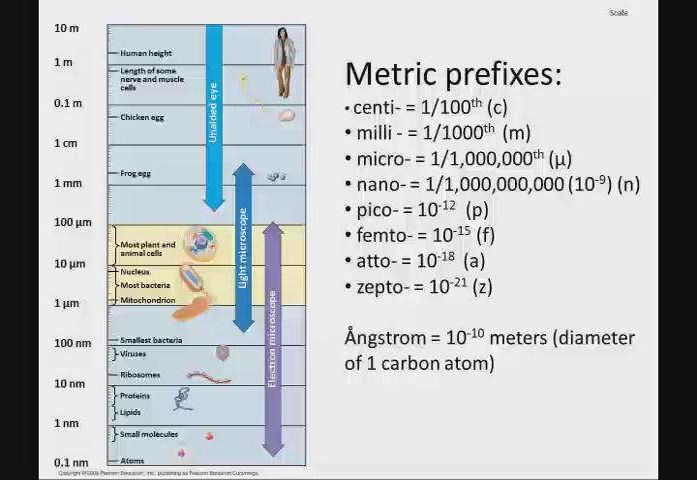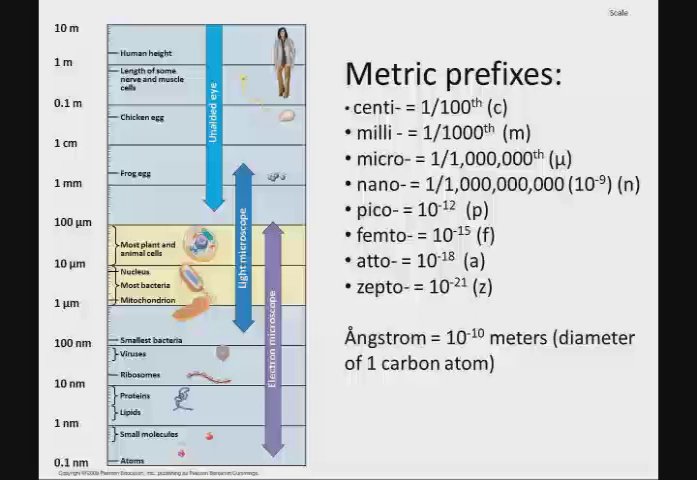The symbol that we're going to use for this is the Greek letter mu. Where you have C for centi, M for milli, you're going to have the Greek letter mu for micro. We also call micrometers microns. It's 1/1,000,000th of a meter. Now, we'll also talk about nanometers, which is 1,000 nanometers per micron, and we'll use the letter N to represent that. It's a fine time to go ahead and memorize then pico, femto, atto, and zepto at 10 to the negative 12th, 10 to the negative 15th, 18th, and 21st of a meter.